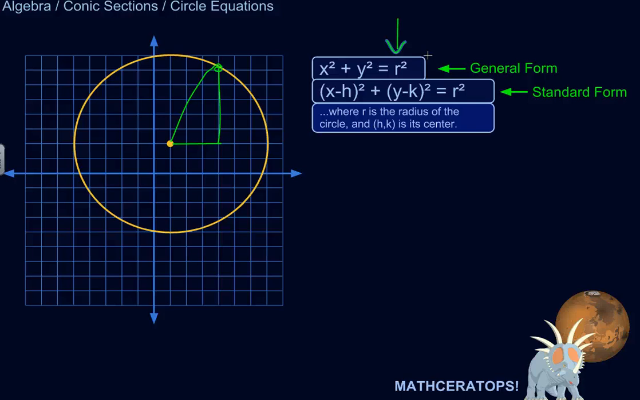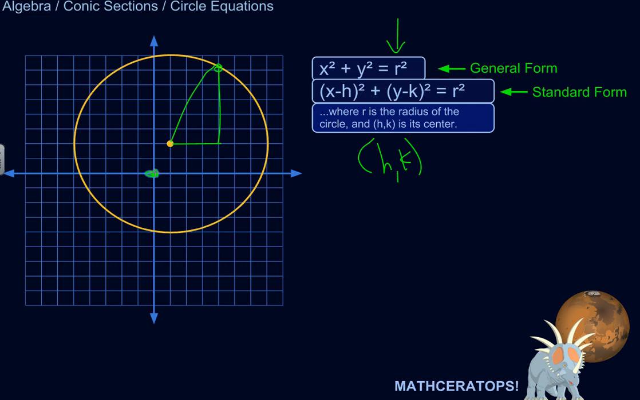But if it's not centered on the origin, you have to shift it over. And that's where the standard form for the equation of a circle comes in. X minus h squared plus y minus k squared equals the radius squared, right? All you're doing is shifting the center of the circle to the point (h, k), right?